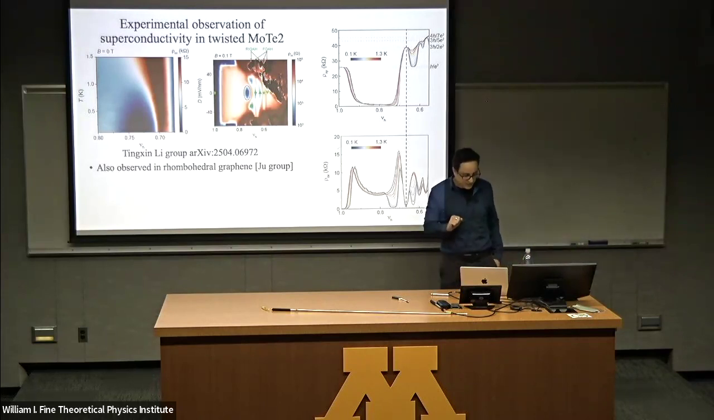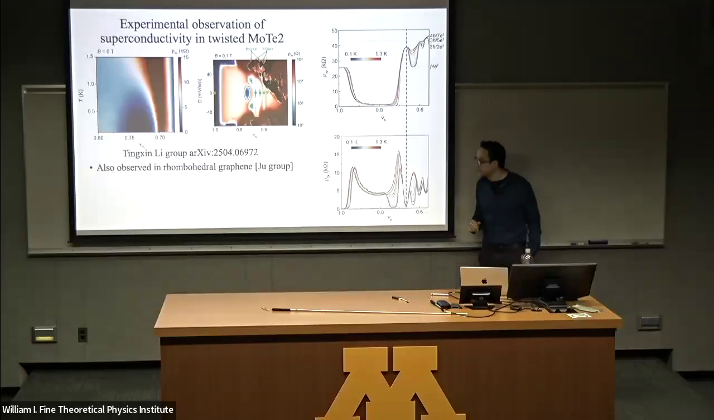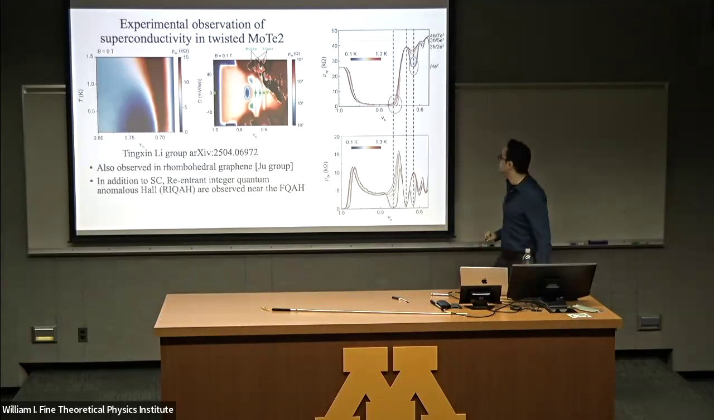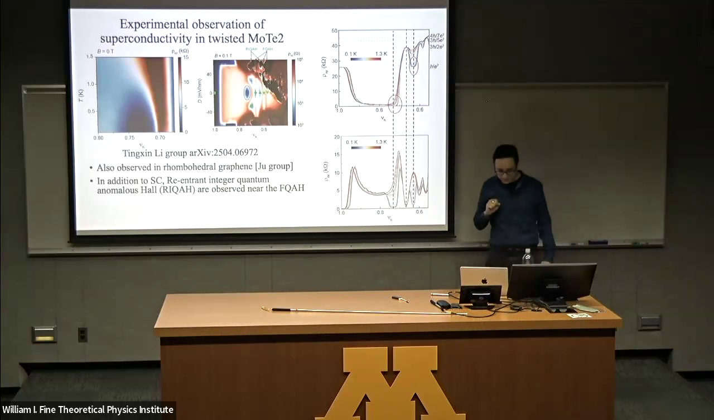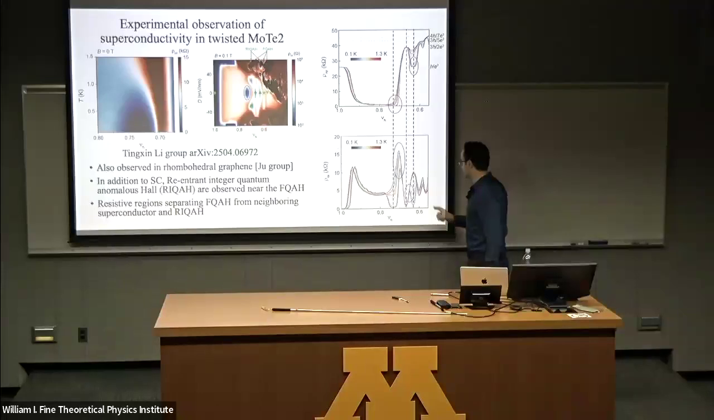So my focus would be really on this case of twisted MoTe2, where I have a 2/3 state, and upon doping, I get a superconductor. And I want to emphasize that here is the 2/3 state, and then when you dope, you actually get on one side a superconductor, and on the other side a reentrant integer quantum anomalous Hall state. And these two are separated by highly resistive regions. So there are these resistivity peaks that separate the fractional state on both sides from the superconductor and the reentrant state. So the first thing we started thinking about is whether this is consistent with this anyon superconductivity story.